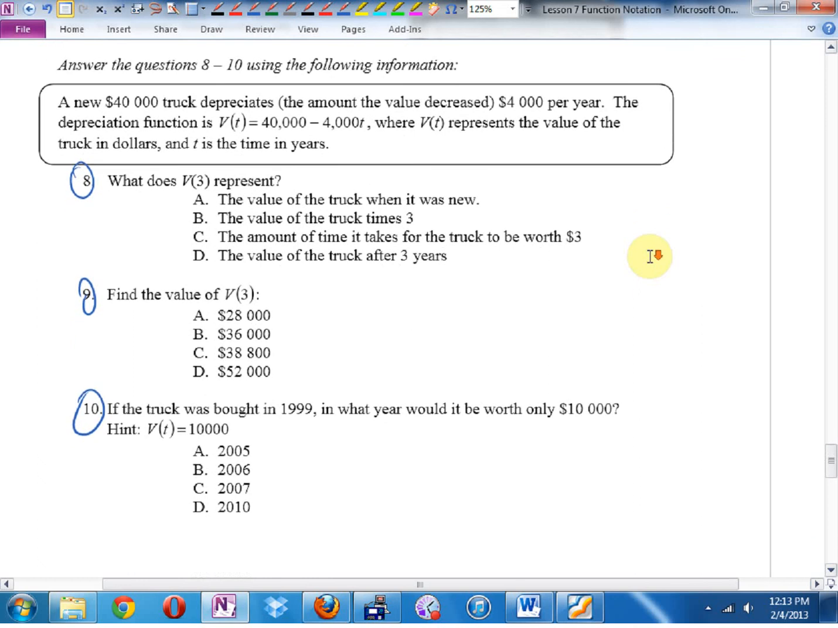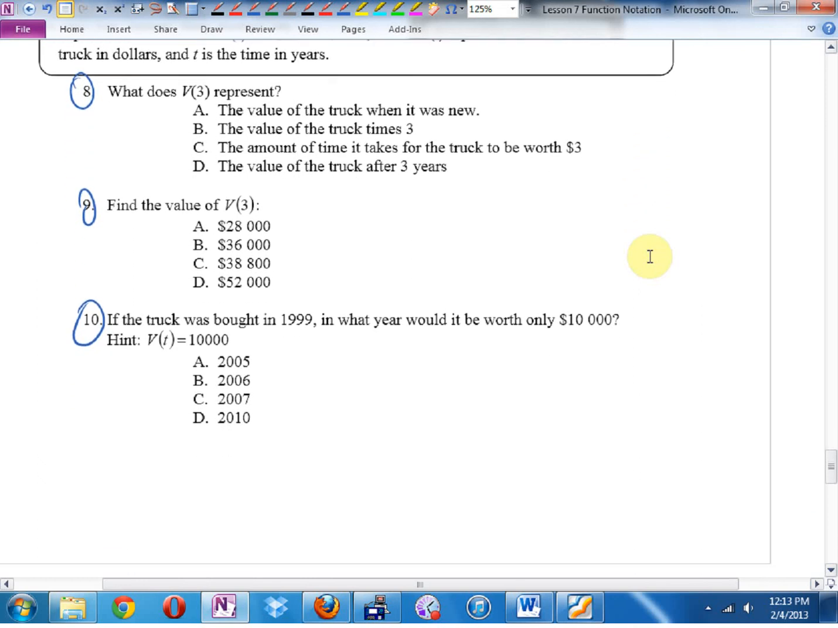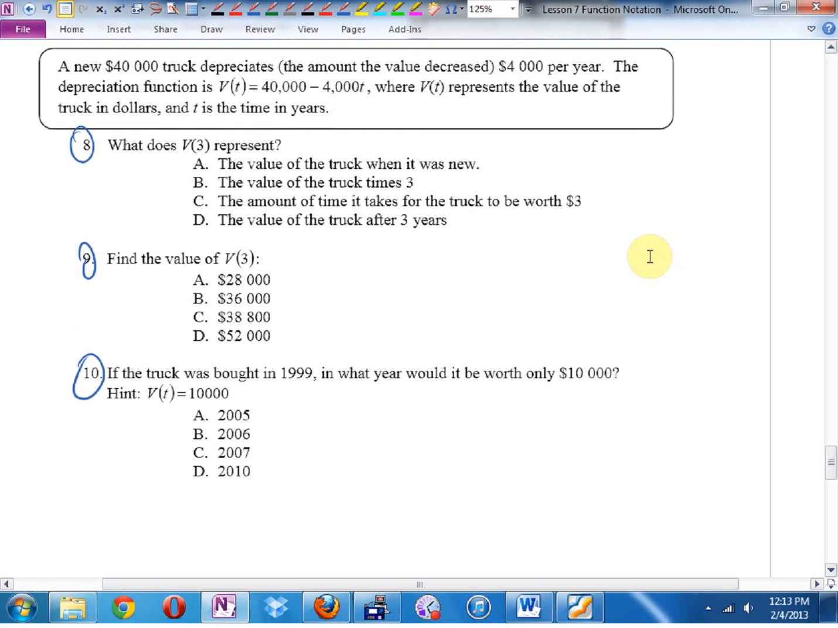Yeah. Number 10. Yeah, sure. Okay. So here's our truck value equation. V of T is 40,000 minus 4,000 T. Oh, I guess it loses 4,000 bucks a year. Whew. If the truck was bought in 1999, in what year would it be worth only 10,000? What's the hint it gives, Ben? Read the hint.